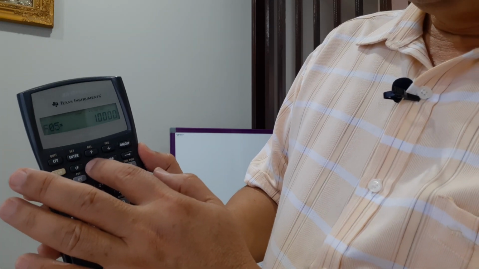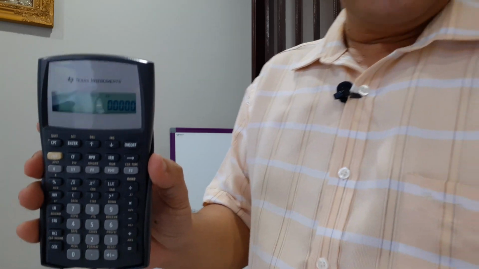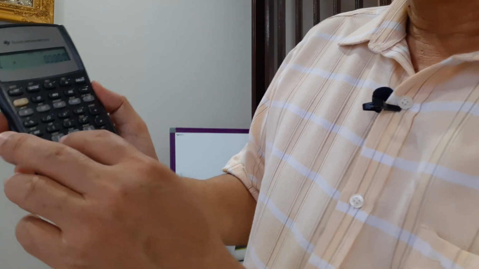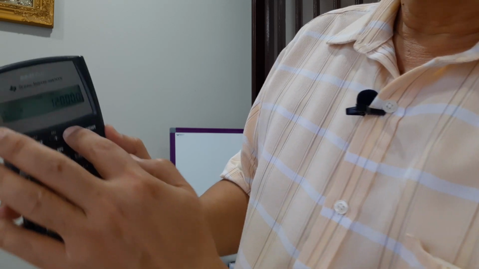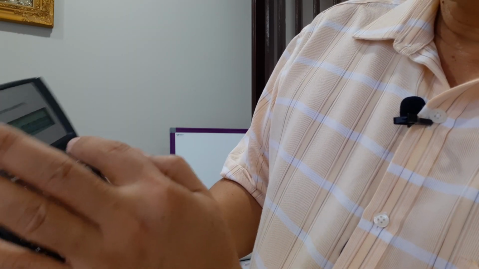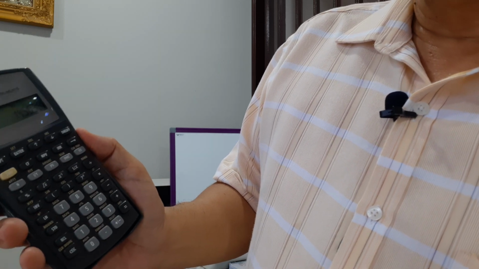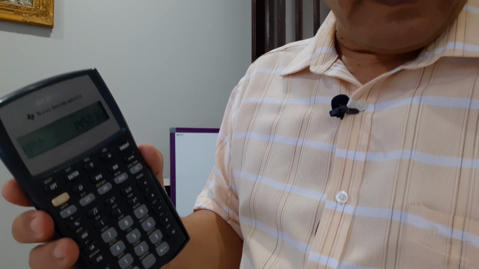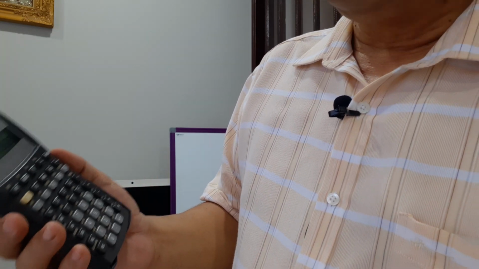And then you push NPV, and it will ask for I, the required rate of return. So you put the required rate of return of 12, enter, then you push the arrow button downwards, and NPV is 0.0000. You push compute. So now you get the answer of 14.5036, or $14.50. So $14.50 is the intrinsic value of this stock. So we get the intrinsic value of Cisco using the valuation with temporary supernormal growth, or in this book they call it the two-stage model.